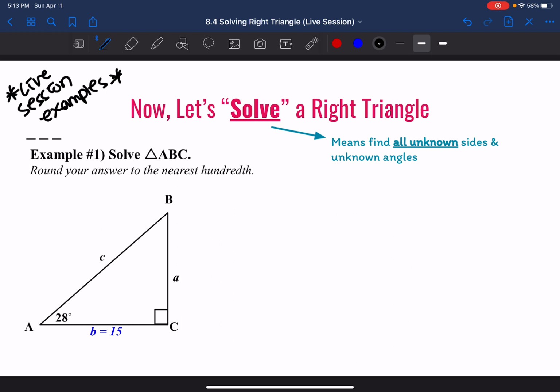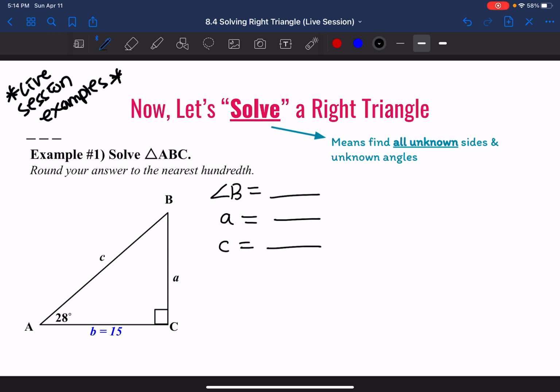So solve right triangle ABC. Okay, I have to find this little a, which is the height of the triangle, and then I have to find this c, which is my hypotenuse. And what else? I have to find angle B because it's missing there. So let me label everything. First I have to find angle B. Next I will have to find a, and then I'll have to find side c. So that's what I'm looking for right now.